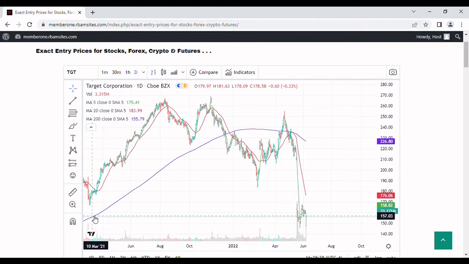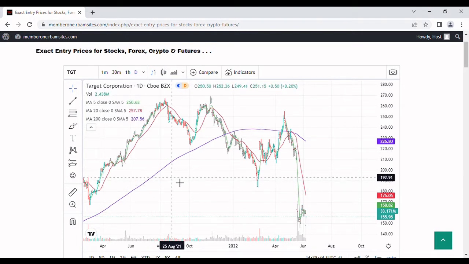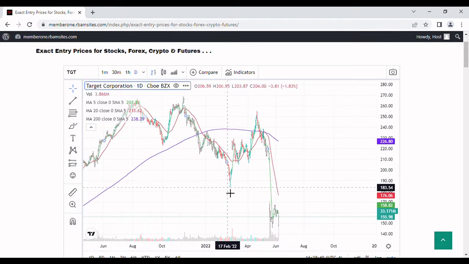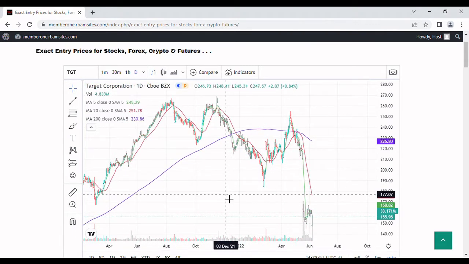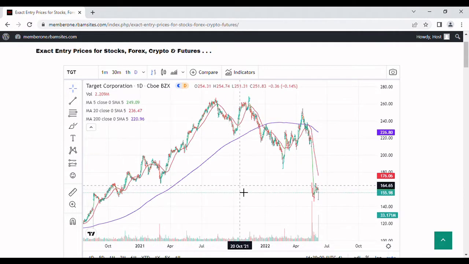We're going to do a quick video here on Target stock analysis. We're logged into rbamresearch.com and we're looking at the Target Corporation one-day bar chart. We have three moving averages on there: a 200-day, a 20-day, and a 5-day. This chart is an excellent example of how to use moving averages to push past the nonsense and see exactly what's going on without really knowing anything about the fundamental analysis of the stock.